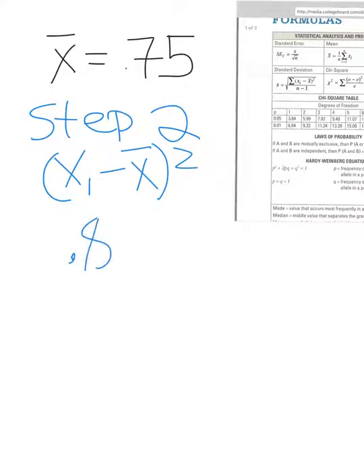So I have 0.8 minus 0.75 equals 0.05. And I'm going to go ahead and square that here. And 0.05 squared is going to be 0.0025.